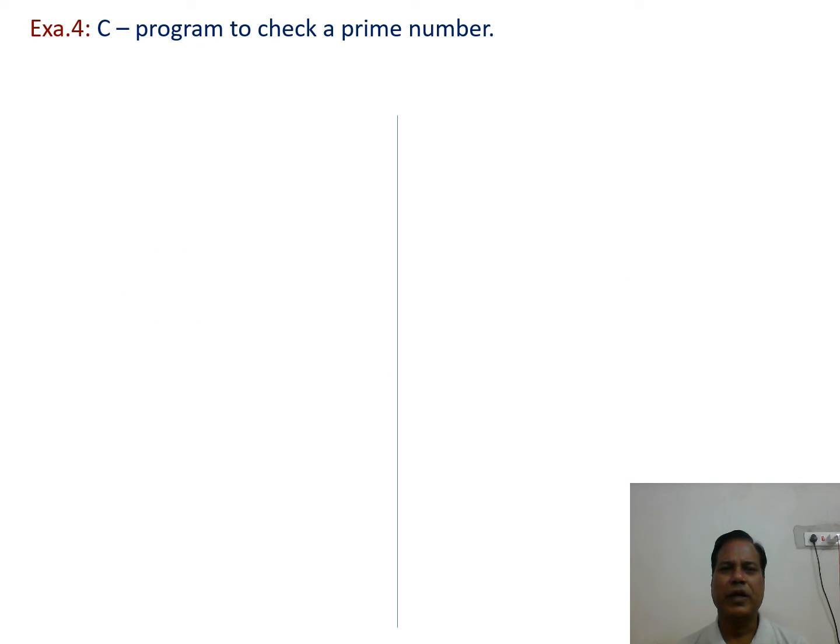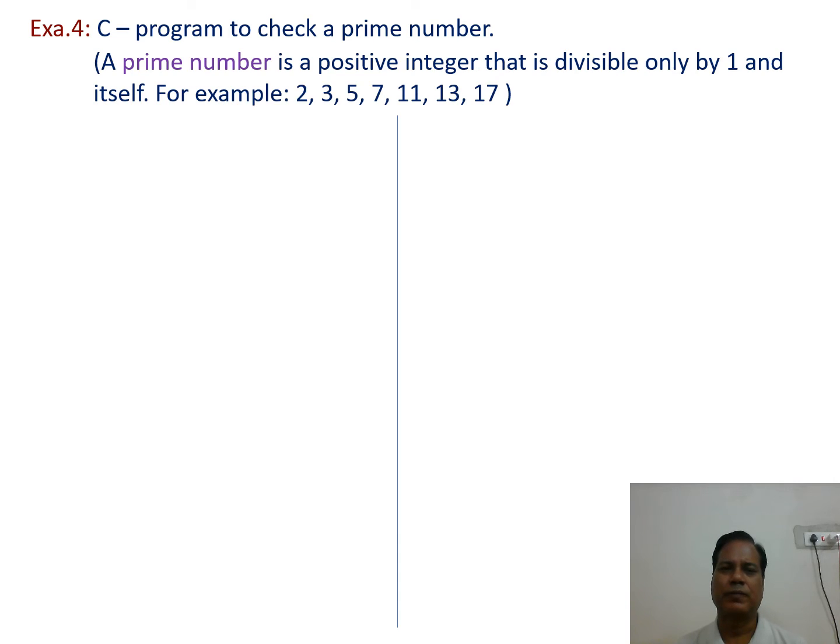Now let us take another example program. In this example we have to write a C program to check a prime number. Whenever a number is entered by the user, we have to check whether the entered number is a prime number or not. But we should know what a prime number is.